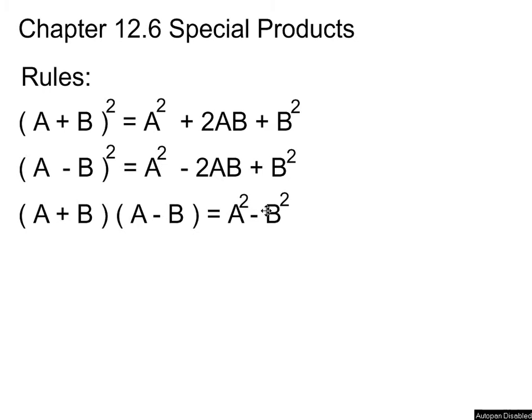Chapter 12.6 is a continuation, really, of 12.5, in which we're going to learn some special products for very specific rules. What we have listed here are 3 rules. They have some special names. It's not too important. The first one, we have a plus b, that quantity squared, equals a squared plus 2ab plus b squared. Let's go ahead and figure out why this one is the way it is.